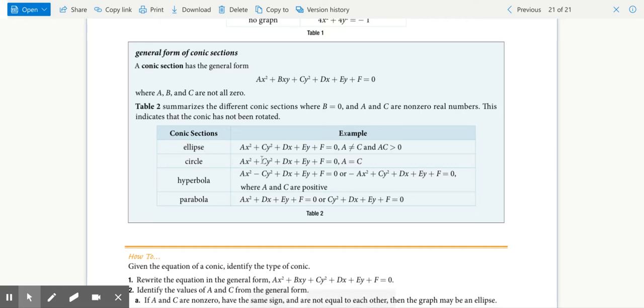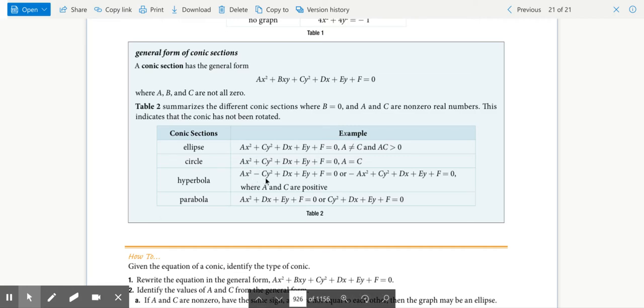If they're the same, then what you have is a circle. If A and C are the same, so if these are both 2, then I have a circle. So that's the only difference between an ellipse and a circle: in a circle, A and C are going to be the same.